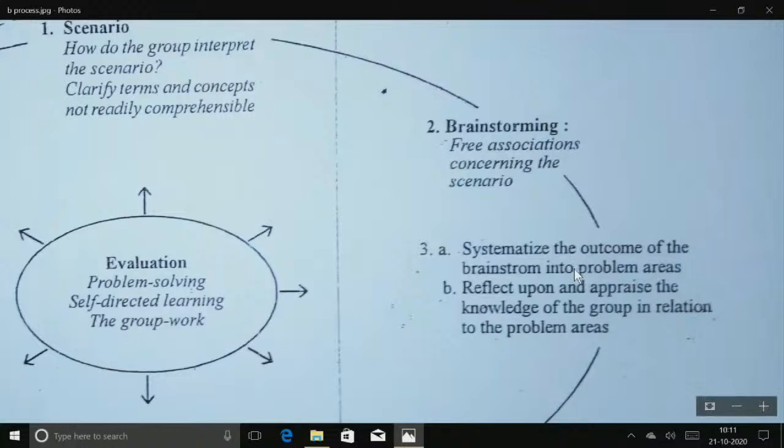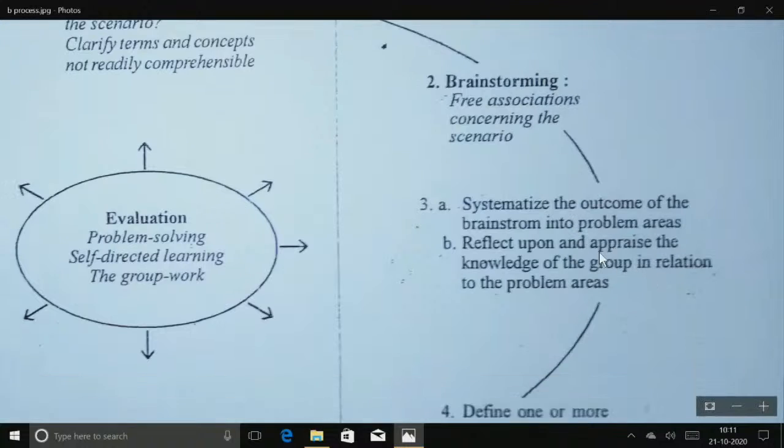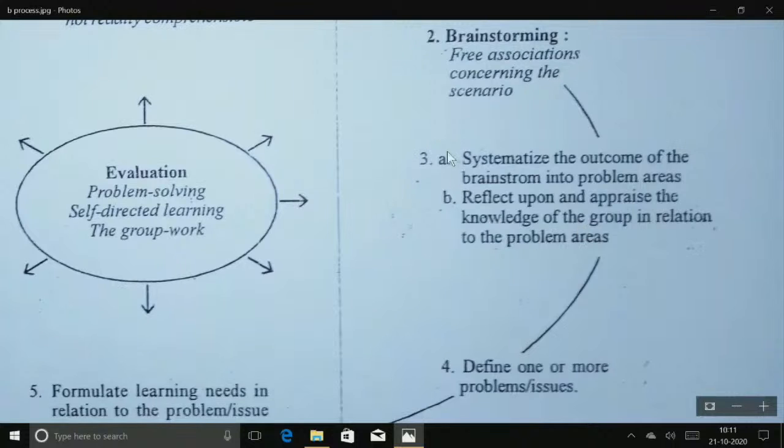Third one is systematize the outcome of brainstorming into problem areas. That means organize these particular problems that you face in brainstorming into problem areas. So you have to find out which particular areas are to be focused on as regards the solution finding process. You have already gone through the whole cycle, you just go through it once.